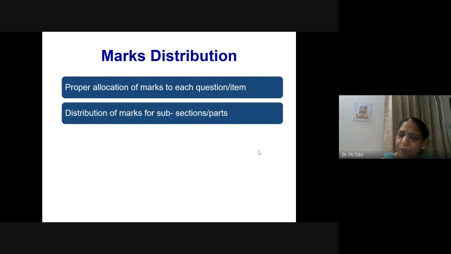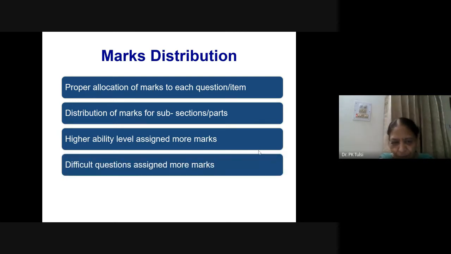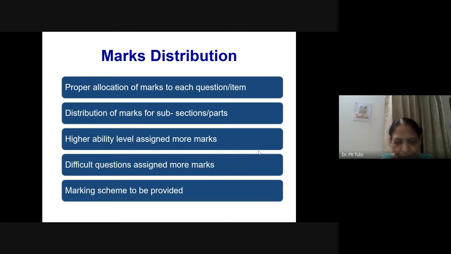And then distribution of marks, which is missing in many cases, subsections or parts, that is essential. And higher ability level gets more marks, difficult questions more. And it is a good practice that the person who sets the question paper also provides a marking scheme along with it. Now the marking scheme, there is an instance I quote every time: in one of the numericals in a civil engineering paper, a person was given 0 and another examiner gave him 60.